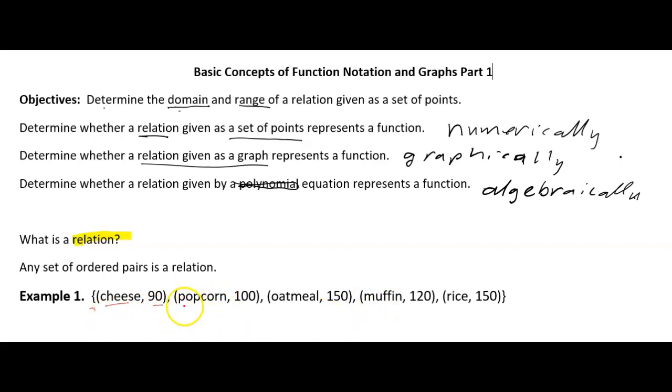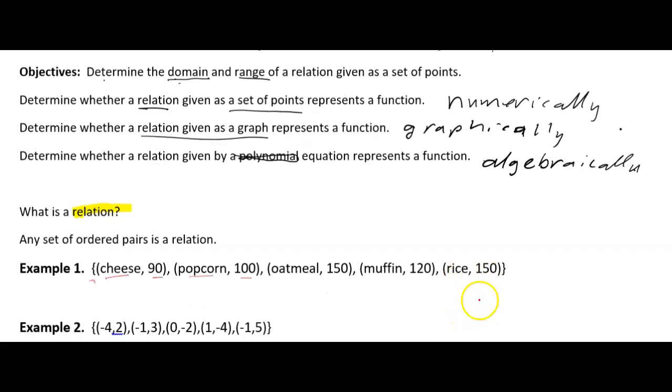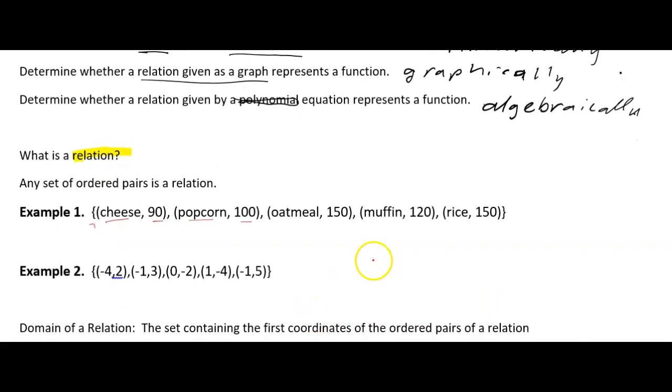Then I looked at a bag of popcorn and found it had 100 calories. Then oatmeal had 150. Muffin, it was an English muffin, I think, had 120 calories. And a serving of rice had 150 calories. So that's my relation. The food is related to the number of calories. So as I looked at that, I made a relation.